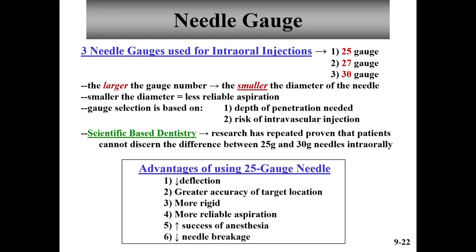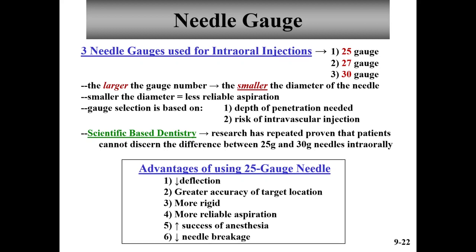Advantages of using a 25 gauge needle, the larger diameter needle. There are 6 advantages. You need to know those. I'm telling you right now, you need to know them. There's a decreased chance of deflection. And what that means is, as you go through tissue, if you go through muscle, you're less likely to have the needle bend going through muscle, because it's a larger diameter needle, and just like anything else, the larger diameter is going to be stronger. You're going to get less movement.